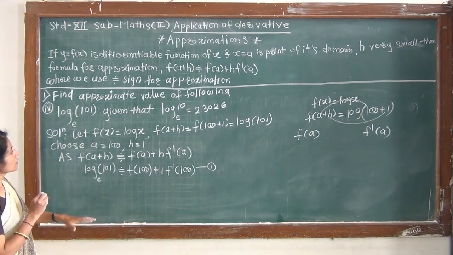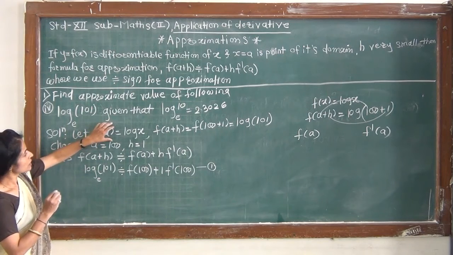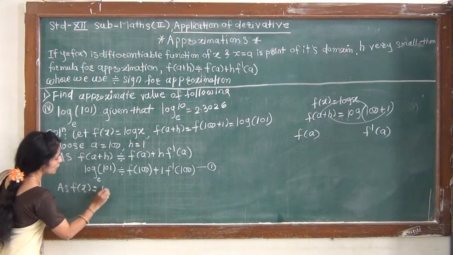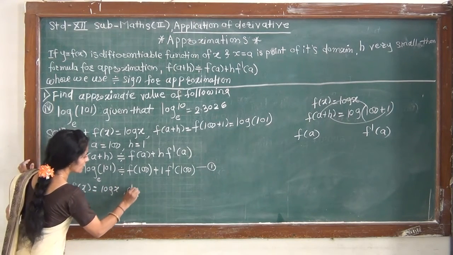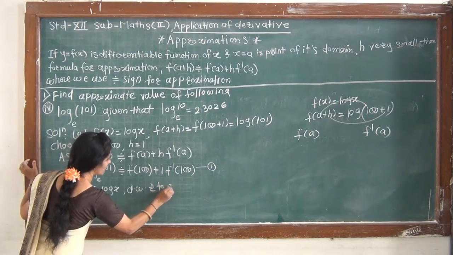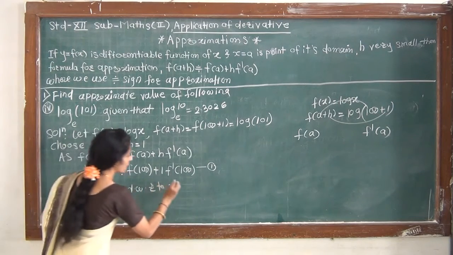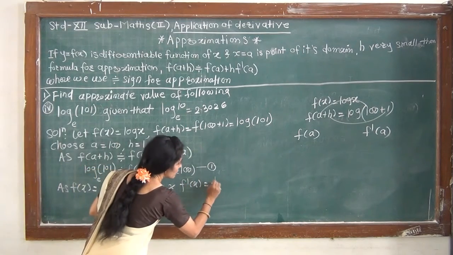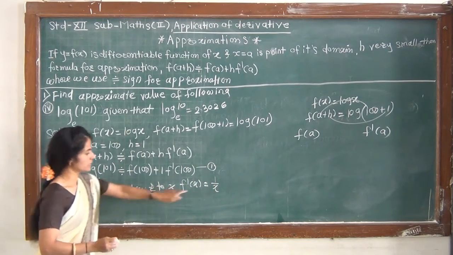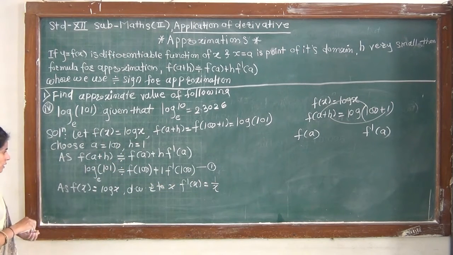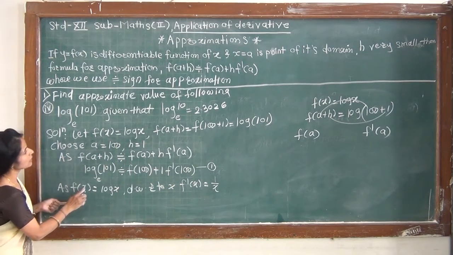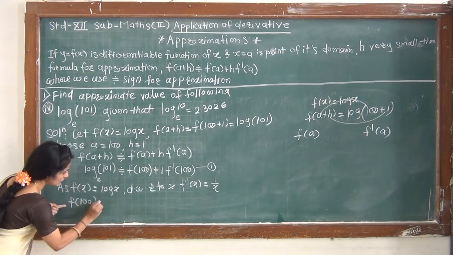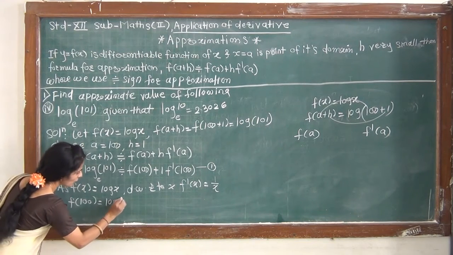For that, we are again using this function f of x as log of x. Now differentiating with respect to x, we get f dash of x is 1 divided by x. So the derivative of log x is 1 divided by x. Now replace the value of x as 100, so f of 100 is log of 100.